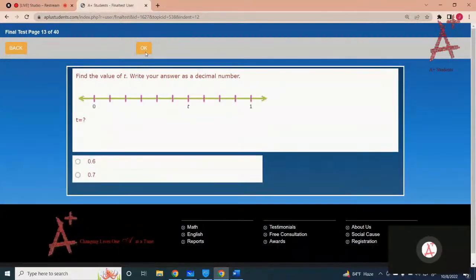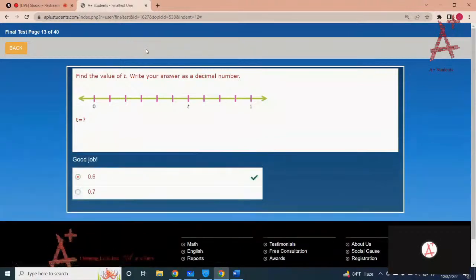Okay, what is the value of t? Write your answer as a decimal number. So you have to count the intervals from 0 to t. So how many intervals do you have? One, 2, 3, 4, 5, 6. So you have just six intervals. So it would be then 0.6. Got it?